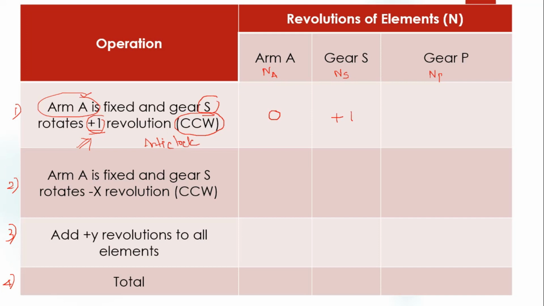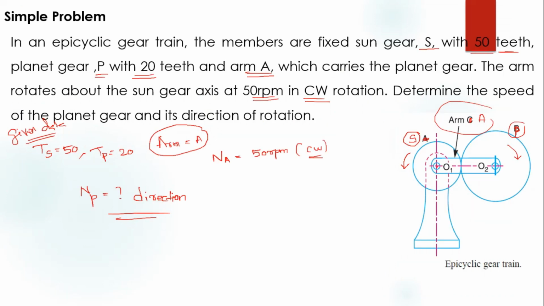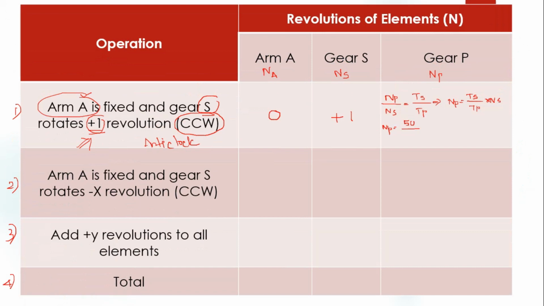And what about gear P? So gear S and gear P both are meshed externally, so we have to find the equation. So speed of NP divided by speed of NS, which is equal to TS divided by TP, right? So NP, which is equal to TS divided by TP into NS, right? So NP, which is equal to, what is the value of TS? TS already we know that 50, right? Divide by, what is the value of TP? 20, right? So here 20 into plus 1, and what is the value? Directly we will substitute the same, right?